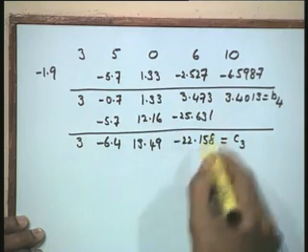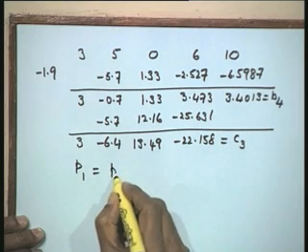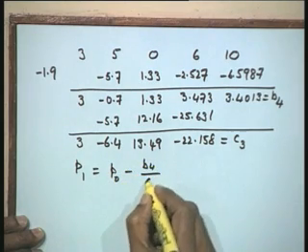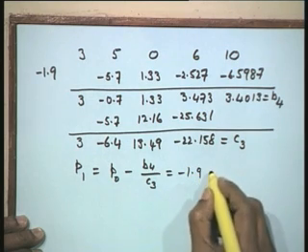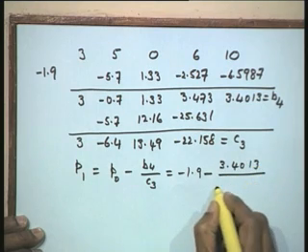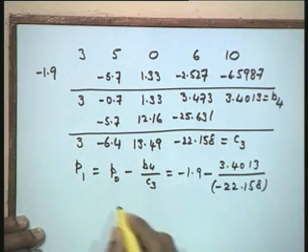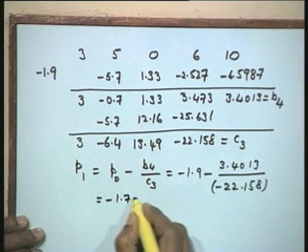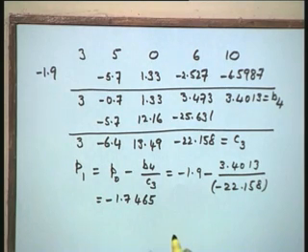Now we have completed the synthetic division. So let us use the Newton-Raphson method. P1 is equal to p0 minus b4 upon c3. So p0 is minus 1.9, I have minus b4, 3.4013, divided by minus 22.158, and I get this value as minus 1.7465. So the first iteration has given the root as minus 1.7465.